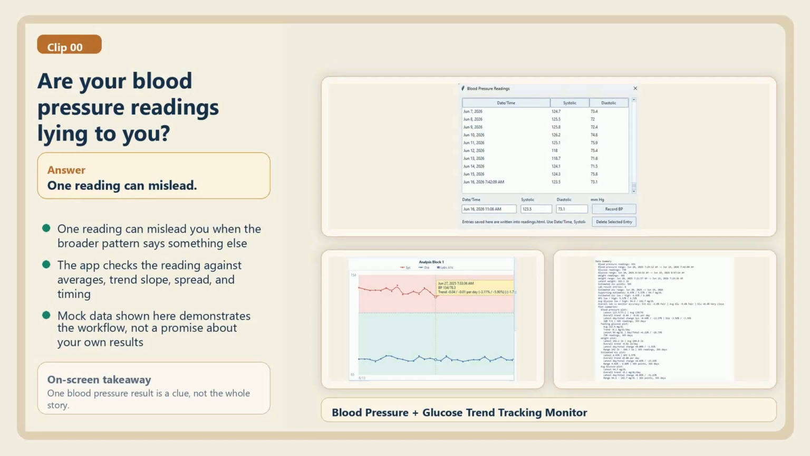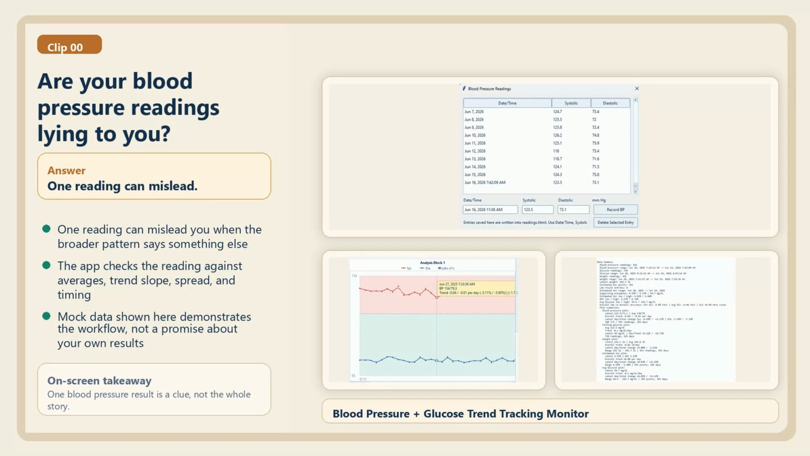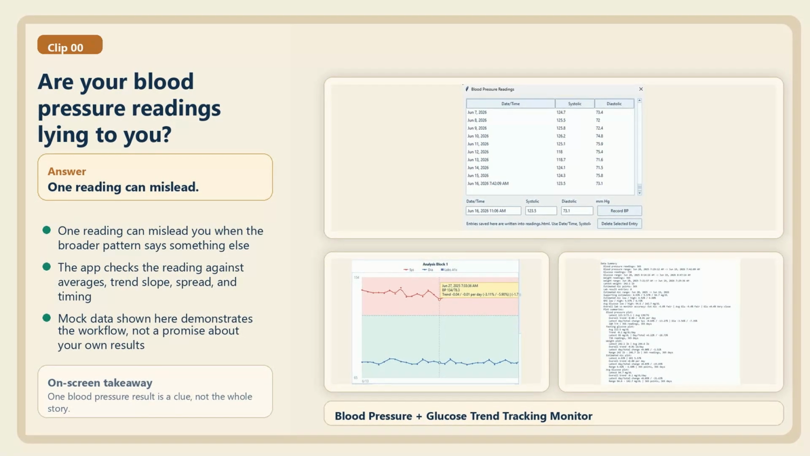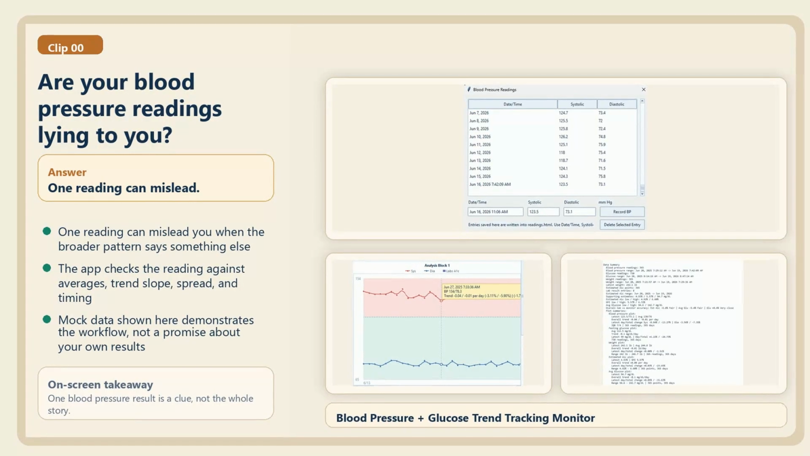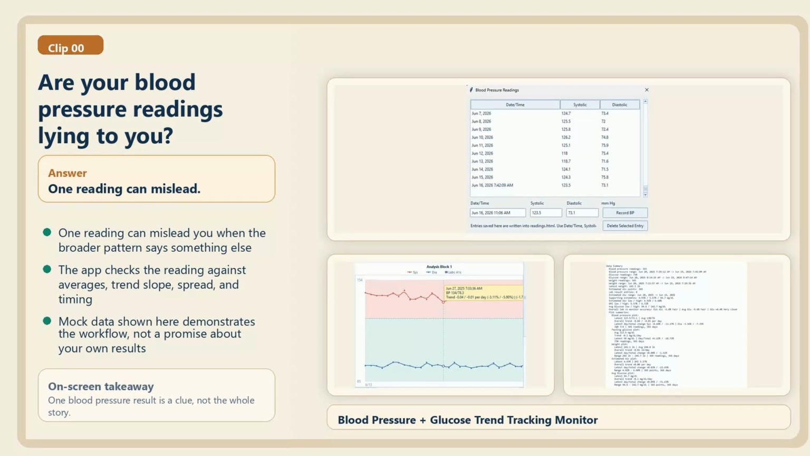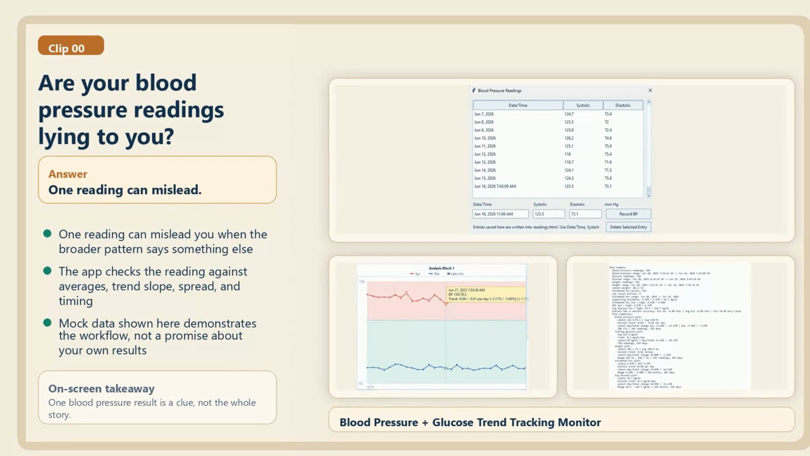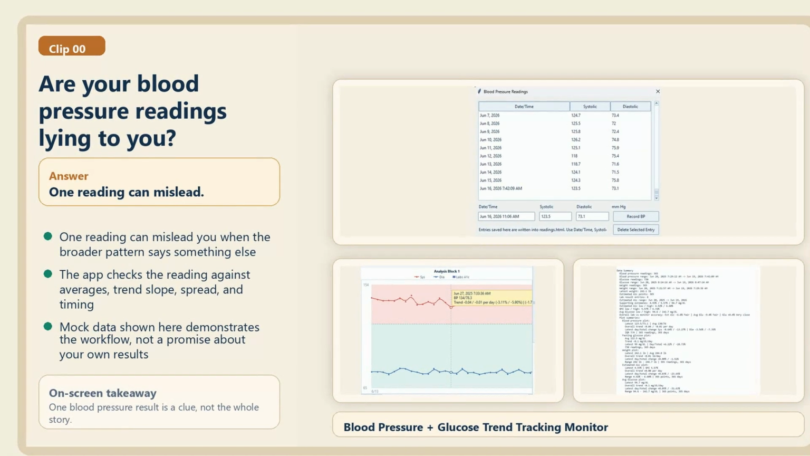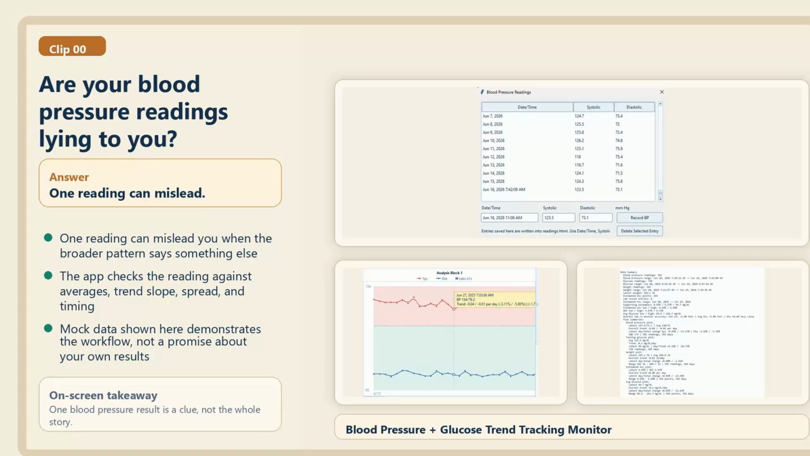Are your blood pressure readings lying to you? A single blood pressure reading can feel definitive, but it can also be noisy, unrepresentative, or badly timed. The screen examples in this video use the 1-year mock data file included with the app by Werner Tools and Werner, so what you see here is a workflow demonstration, not a claim about your own medical record.